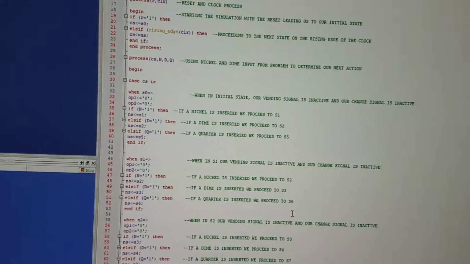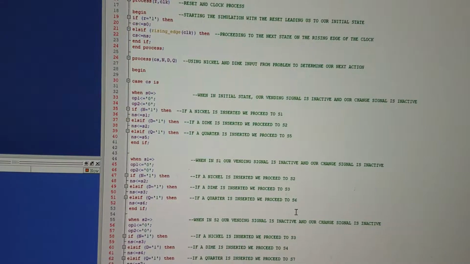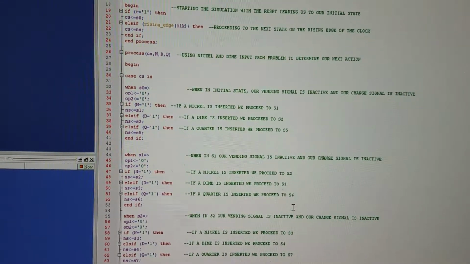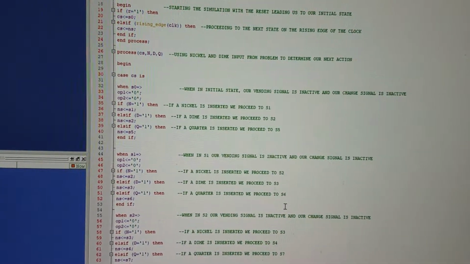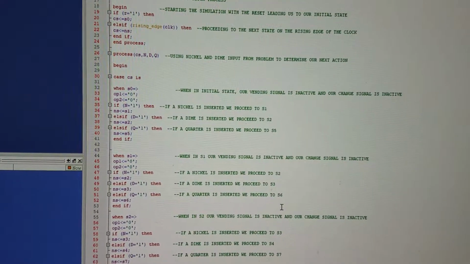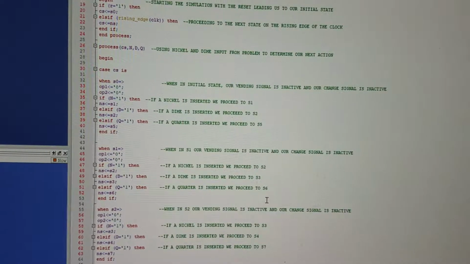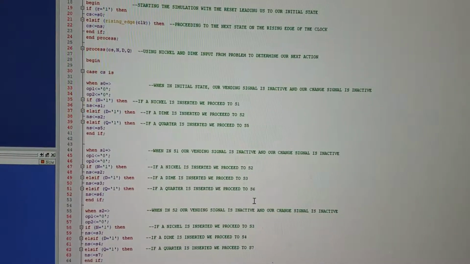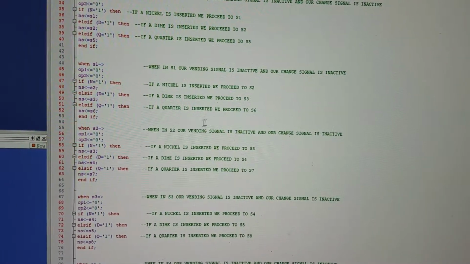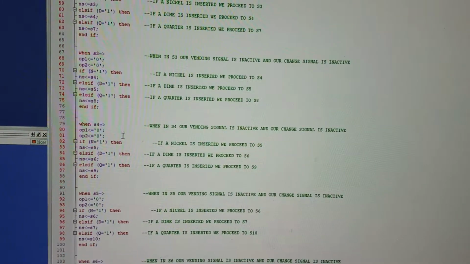Again, in our case statement, when we're in our initial state, we don't have vending or any change given. Again, those were the outputs from the previous video. If a nickel is inserted, we move to state 1. If a dime is inserted, we move to state 2. And if a quarter is inserted, we move to state 5. So again, the only thing that's really changing is our implementation of the quarters. That carries on throughout the code. If we're in state 1, we'll move to state 6 if a quarter is inserted, and so on.